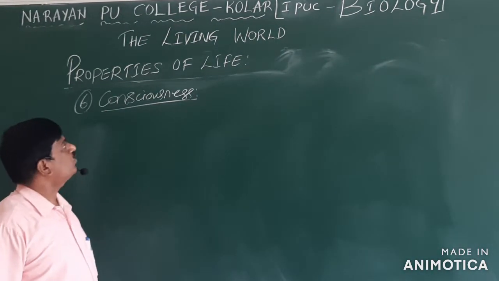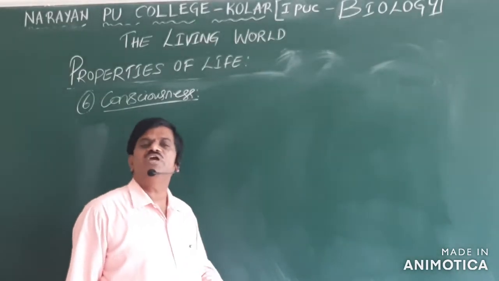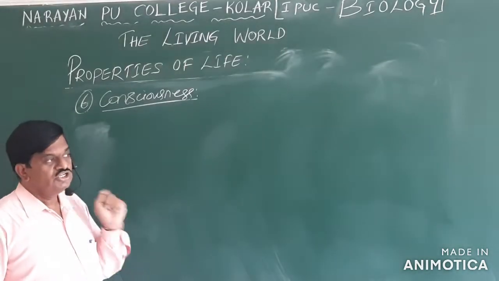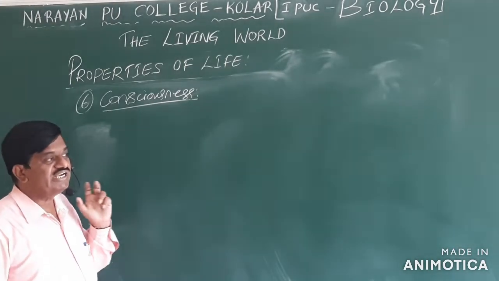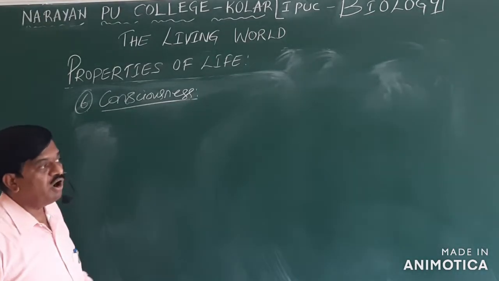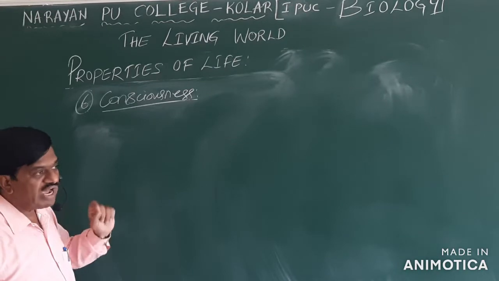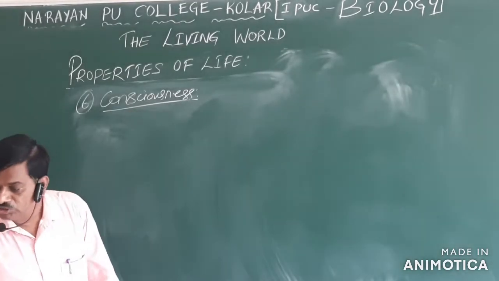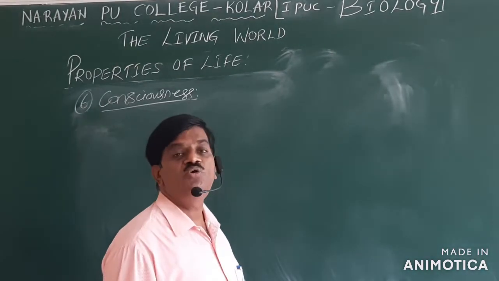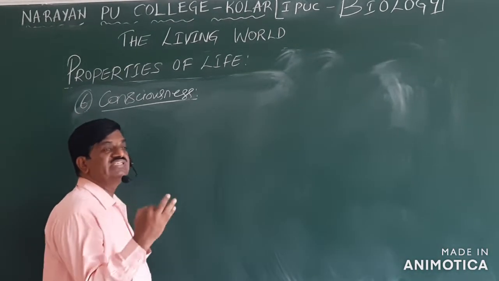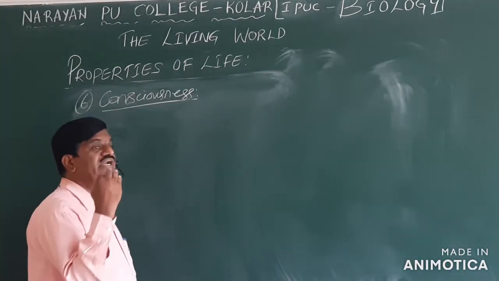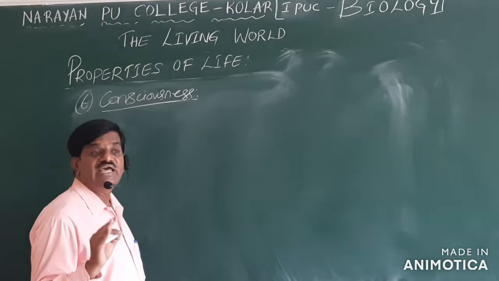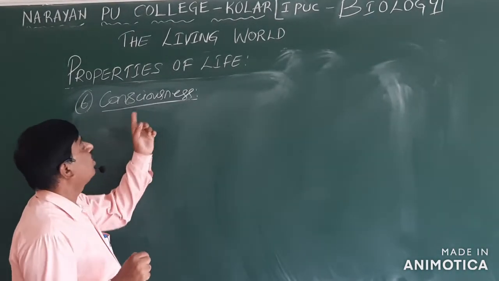So we go for the next character, called consciousness. All living organisms respond to external stimuli and to the environment. The sense organs present in an organism can respond to external or environmental changes, and they can easily identify them. Like this, all living organisms have their own consciousness. As the surrounding environment keeps changing, for example when it is raining, we come to know it rains, and when it is cloudy, we say it may rain. Like this, organisms take precautions because of consciousness.